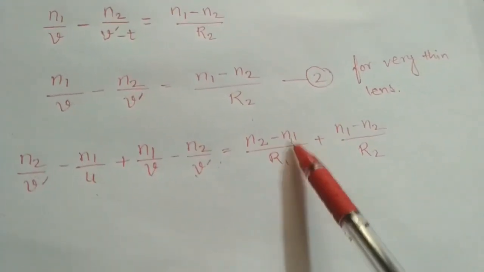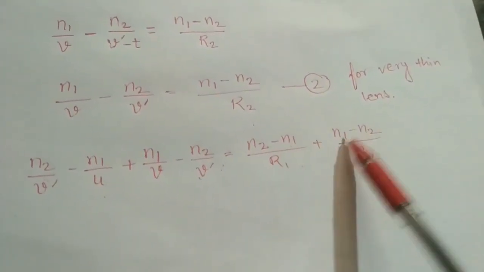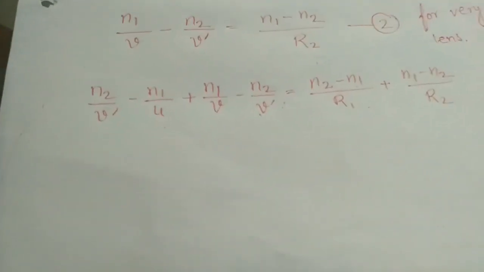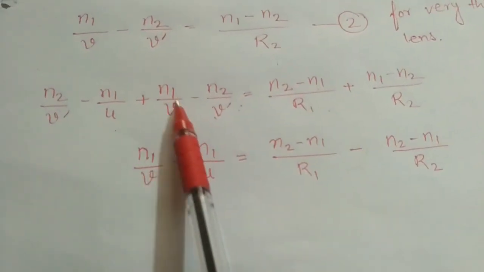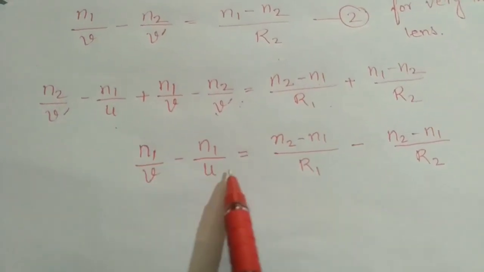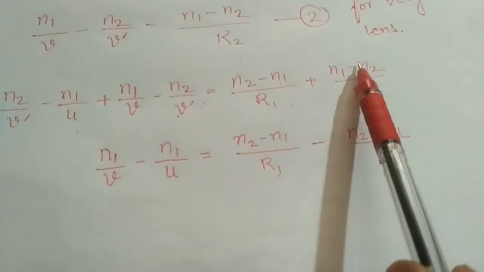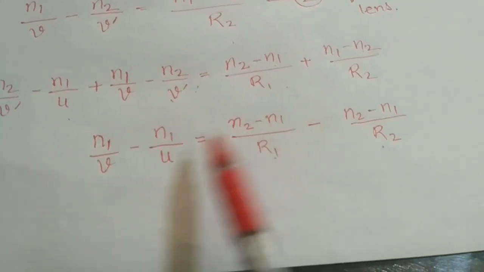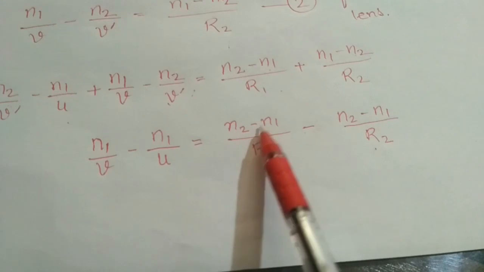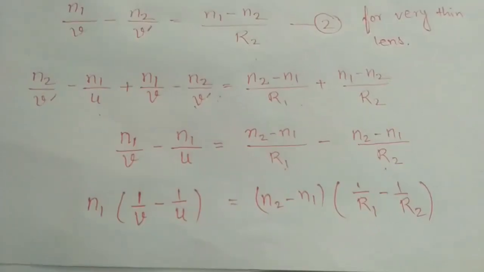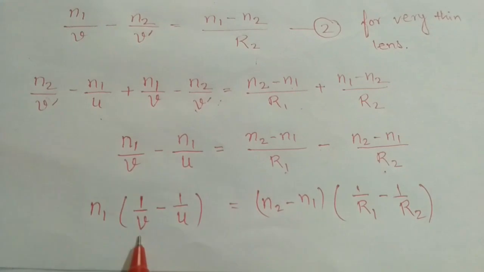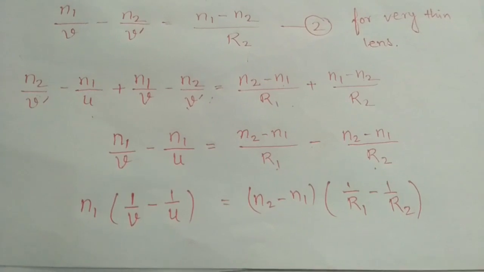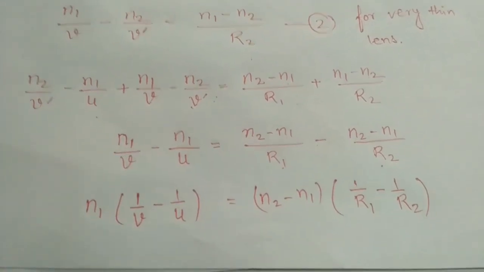And see here, N2 minus N1 and here N1 minus N2. If you take minus common, the numerator will become the same. Now see here, the remaining part is N1 upon V minus N1 upon U, N2 minus N1 upon R1. I have taken minus common, so it becomes N2 minus N1 upon R2. Here N1 is common and here N2 minus N1 is common. Let's write that. N1 common, 1 upon V minus 1 upon U is equal to N2 minus N1 bracket 1 upon R1 minus 1 upon R2.